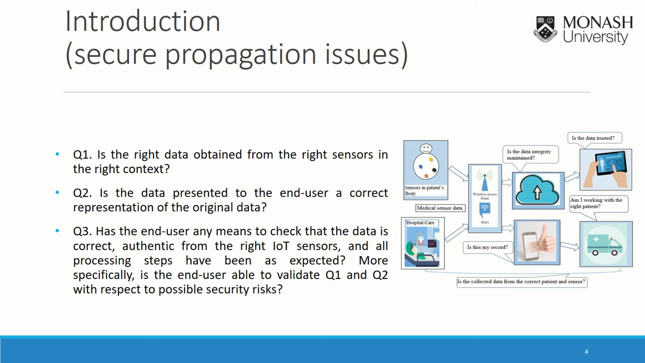The question comes here: is the right data obtained from the right sensors in the right context? The second one is: is the data presented to the end user a correct representation of the original data? And the third one is: does the end user have any means to check that the data he is working with, the data on which he is giving any decision, is correct or authentic from the right IoT sensors, and all the processing steps involved in between? And more specifically, is the end user able to validate question one and question two with respect to possible security risks?